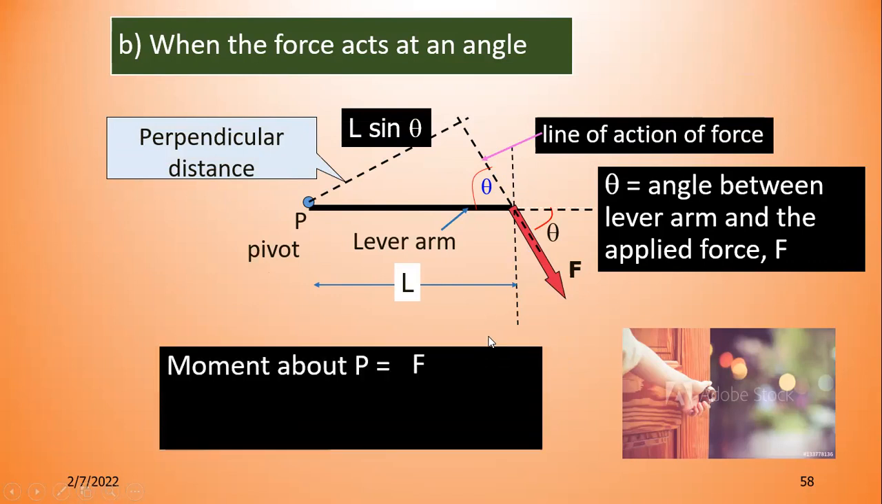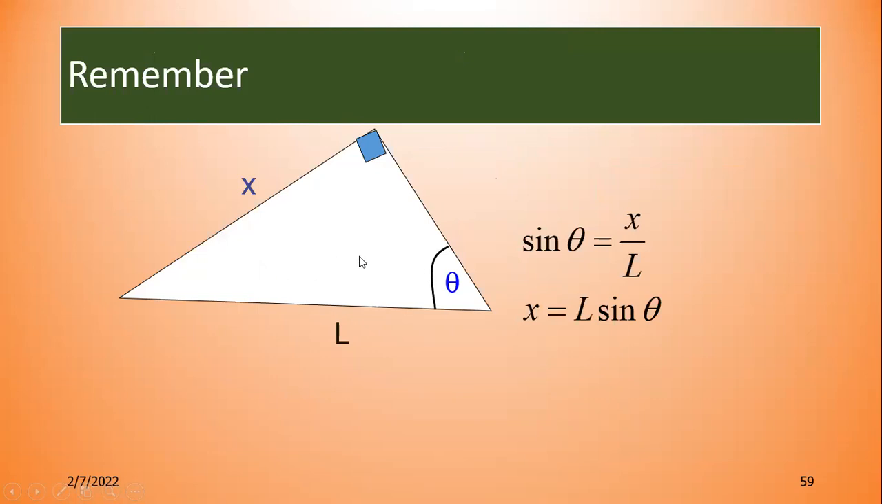So the moment of force is force times perpendicular distance, L sine theta. Or we can rewrite it as F sine theta times L. That means rather than do all this drawing, we take L times the component of force perpendicular to this lever arm, which is F sine theta. Easier. This is just to show you how X and L are related. This is the perpendicular distance, so sine theta is X over L.